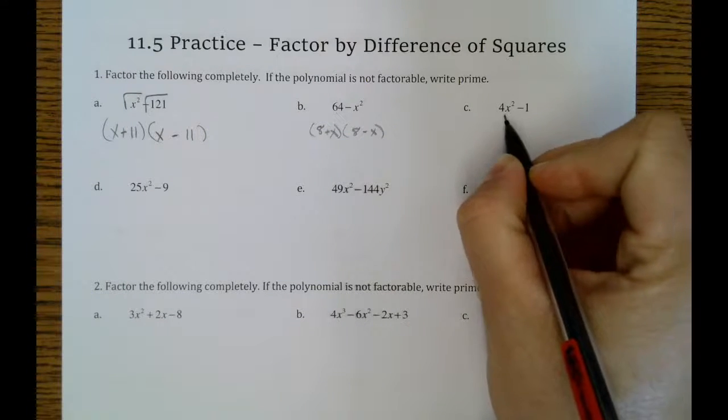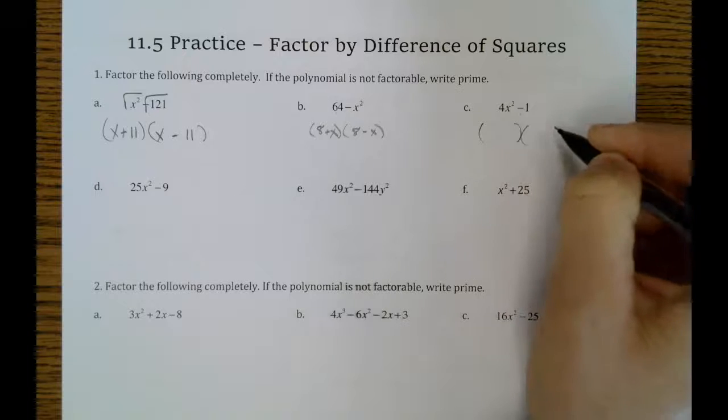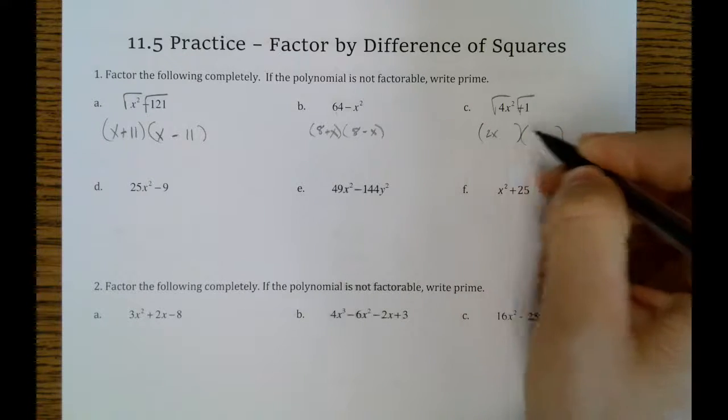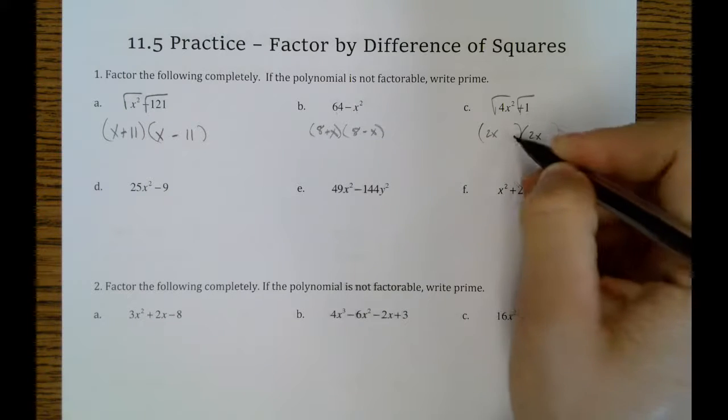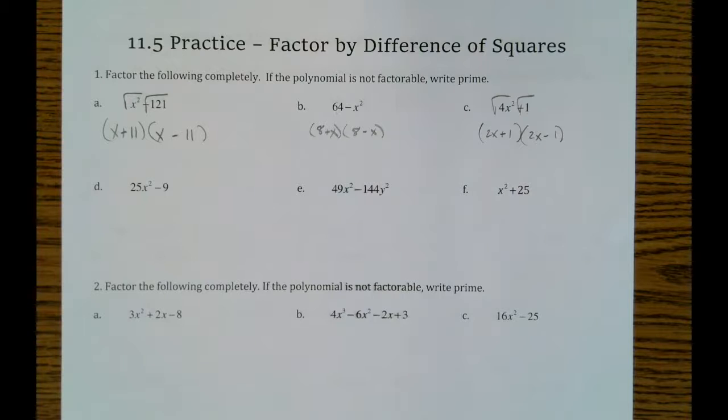Okay, C, subtraction, two terms, 4 and 1 are perfect squares. We take our square roots. The square root of 4x squared is 2x. The square root of 1 is 1. One's positive, one's negative.